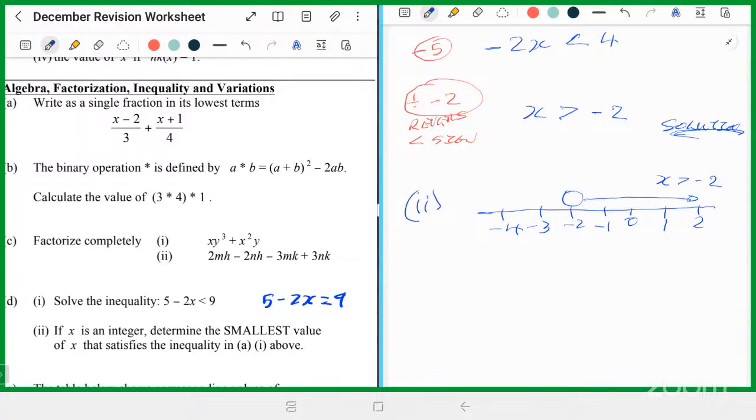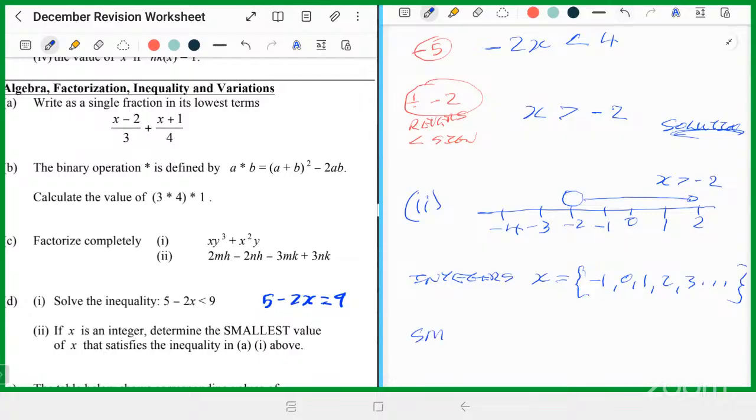Now, if x is greater than negative 2 and it's an integer, or positive or negative whole numbers, x should start at negative 1. It cannot include negative 2 because there's no equal sign on the inequality sign. So it starts right here, taking all the values this way, starting at negative 1. So the smallest value that x can be is negative 1.